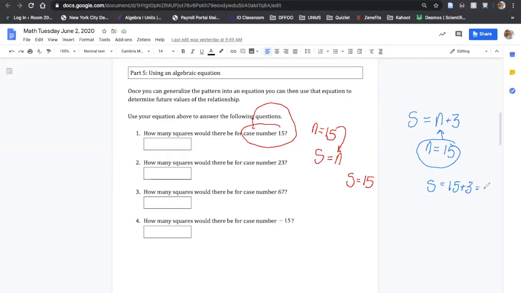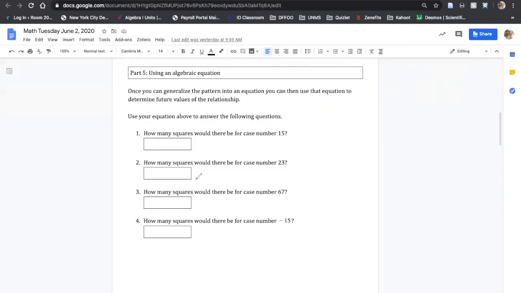So in that case, I would say, okay, the 15th case needs to have 18 squares in it. That's kind of how that works. So use that information to just fill out this part. Remember, using this equation here, this is just a different example for some other case that we might have had. All right, now pause the video and go through that part.